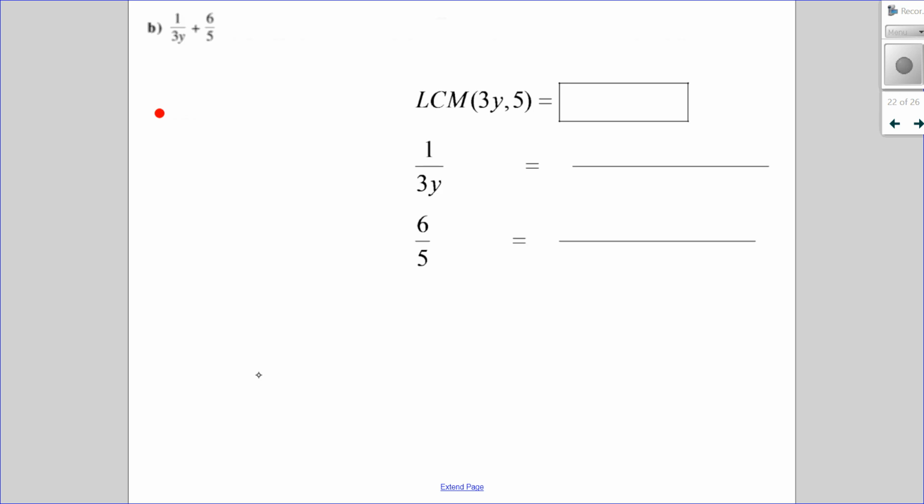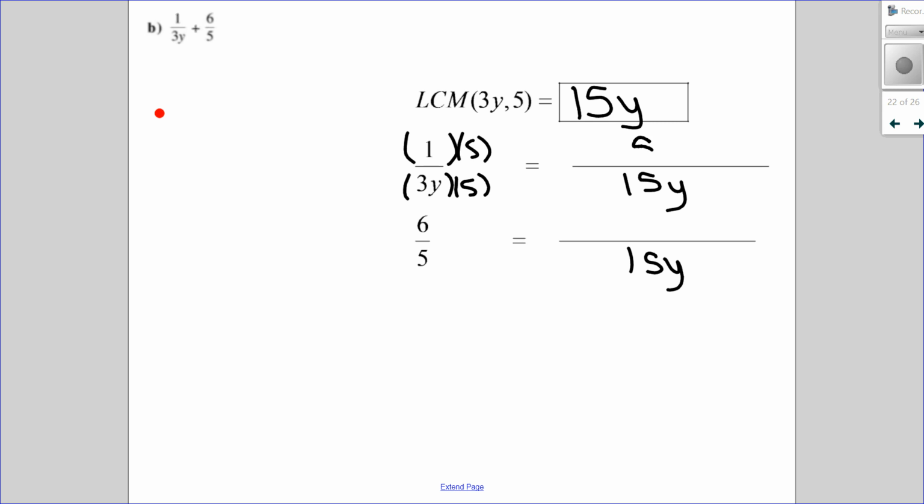Okay, what about this one here? 1 over 3y plus 6 over 5. So lowest common multiple between 3 and 5 is 15, and I need a y. So it has to be a multiple of both numbers. To go from 3y to 15y, I would multiply by 5. So I multiply my numerator by 5. To go from 5 to 15y, I would multiply by 3y. So I will multiply my numerator by 3y as well.